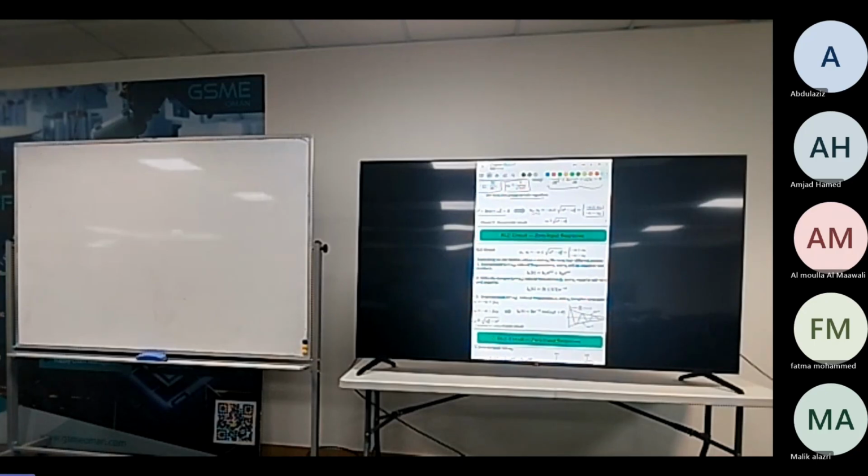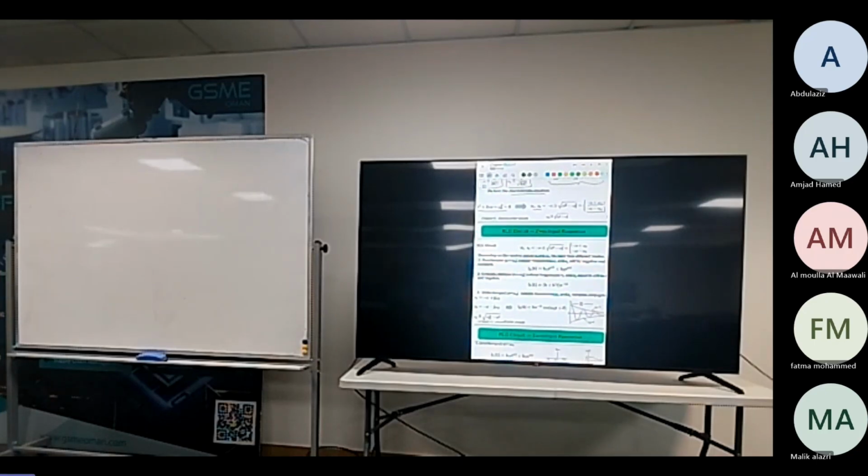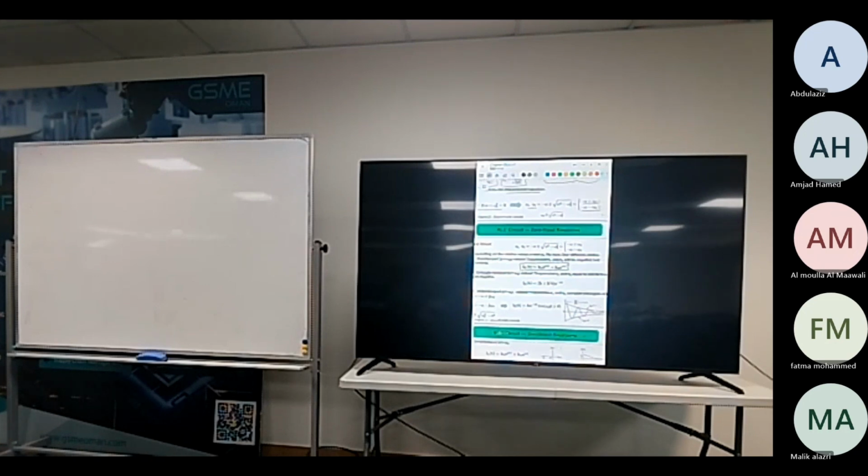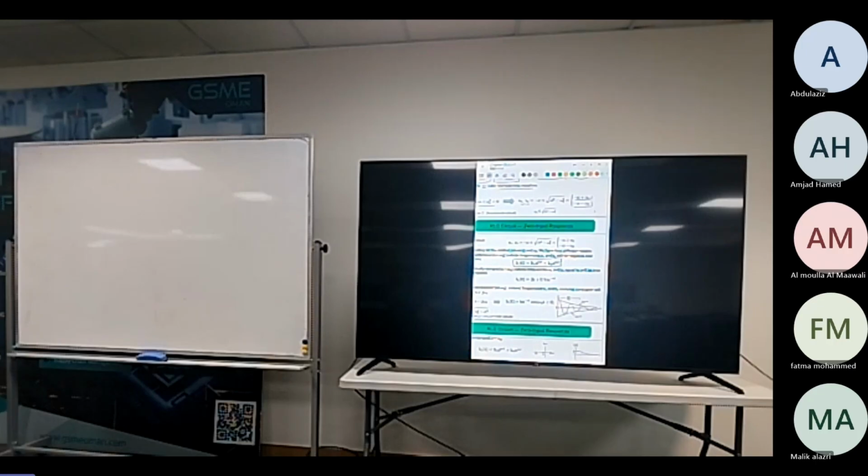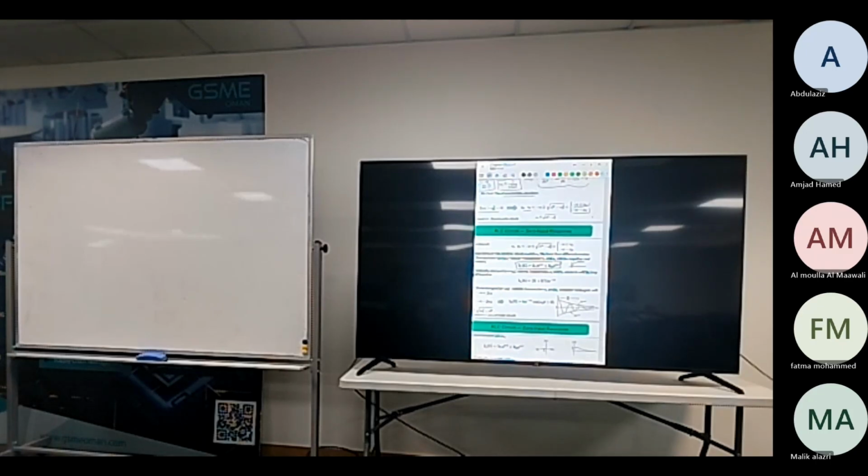Okay, when S1 and S2 are real and negative, the response is like that. We call it overdamped. Depending on K1 and K2, it's going to start from one point and reach another point and stay there.